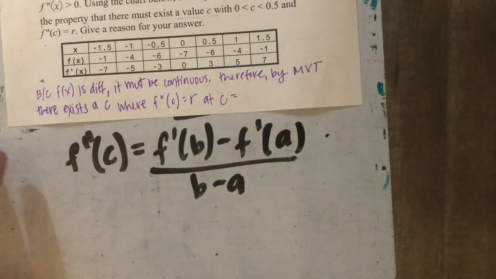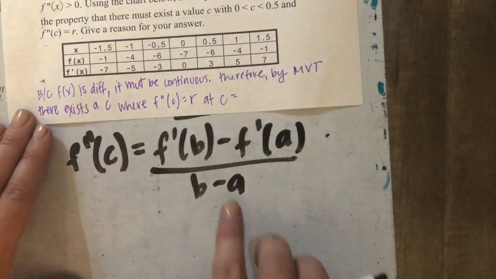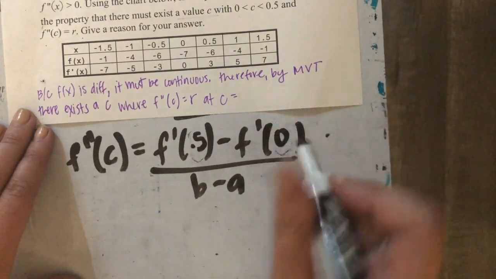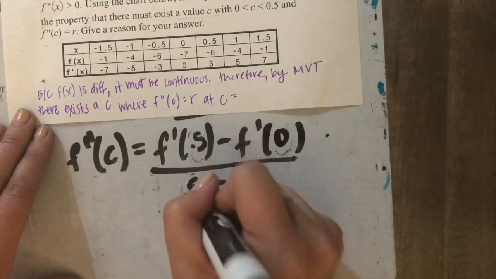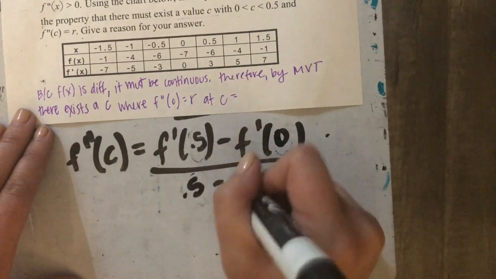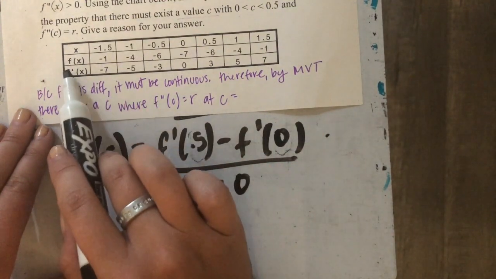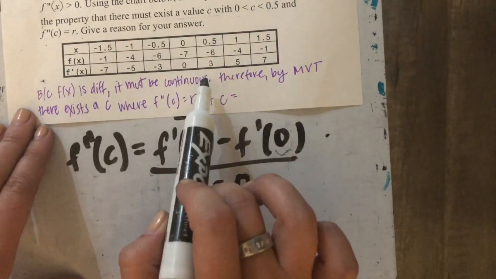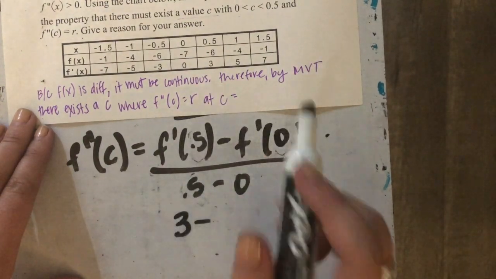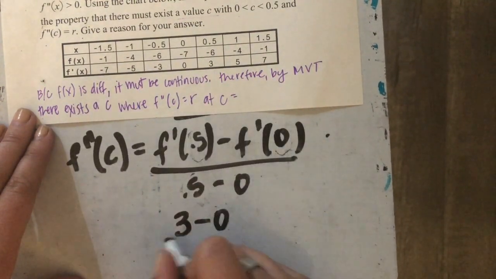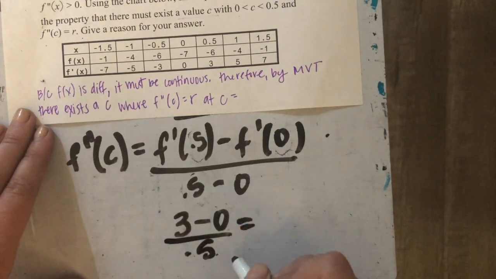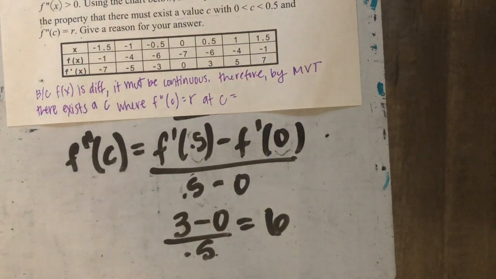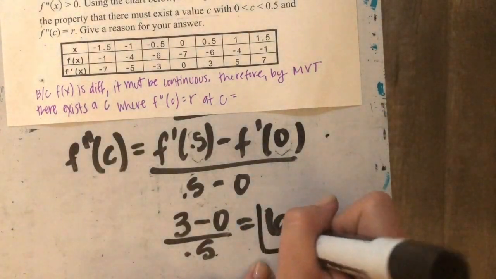So now let's use our chart and our interval. So our interval is from 0 to 0.5, so b is going to be 0.5, and a is going to be 0. So f prime of 0.5. So I want to look in this row here, the second row. f prime of 0.5 is 3, so I have 3 minus f prime of 0, which is 0, over 0.5. 3 divided by a half, that's 6 halves, right? 6. So we've got that it equals 6, so this must be our r.